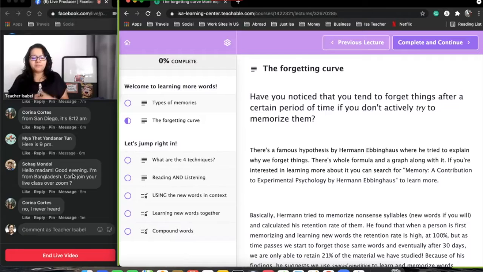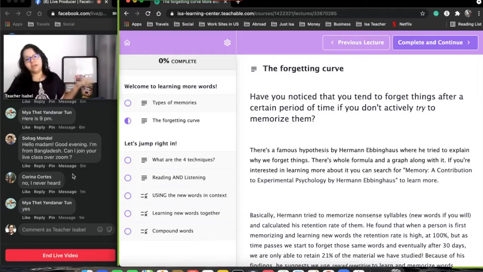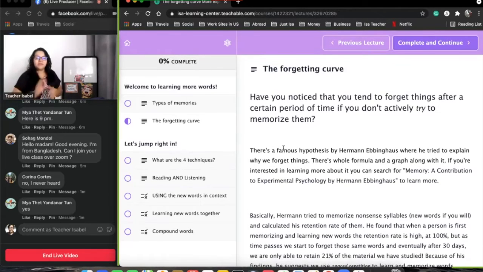But for this class, I did some research and I realized memory. Why is it so hard to remember new vocabulary words, right? Why are my students having so much trouble remembering and learning new words? Well, there you go. We have to take them from the short term memory into the long term memory. Yeah, very good. Alrighty, so the forgetting curve.